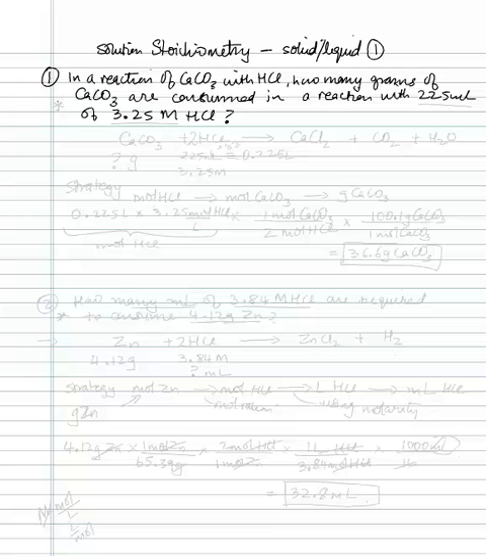Okay, let's start with problem number 1. In a reaction of calcium carbonate with HCl, how many grams of calcium carbonate are consumed in a reaction with 225 milliliters of 3.25 molar HCl? The first thing that we're going to do is write the equation out.